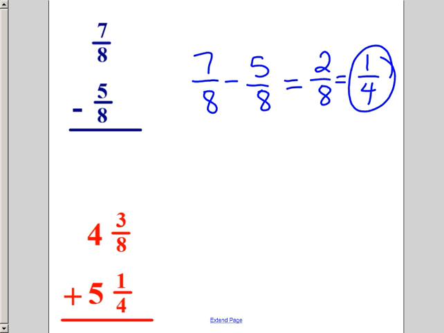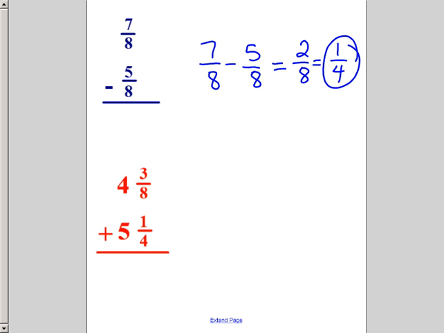Our next example is a little different, though, because we have mixed numbers here. And so for this one, I'm going to start by changing them to improper fractions. I could, if I wanted to, find a common denominator first, then make the mixed numbers into improper fractions. Really, you can do that step in any order. I'm going to change them to improper fractions first. So 8 times 4 is 32, plus 3 is 35. So I get 35 eighths. And 4 times 5 is 20. 20 plus 1 is 21. So I get 21 fourths.